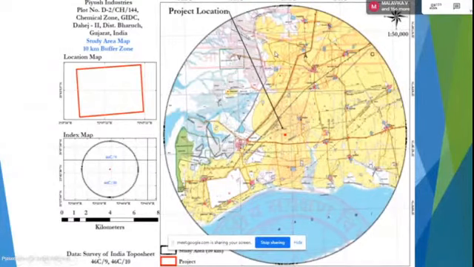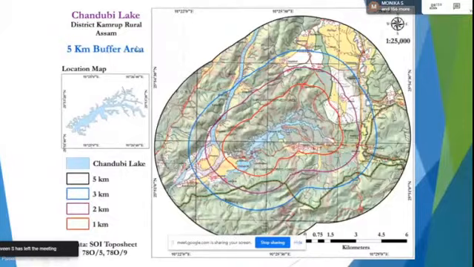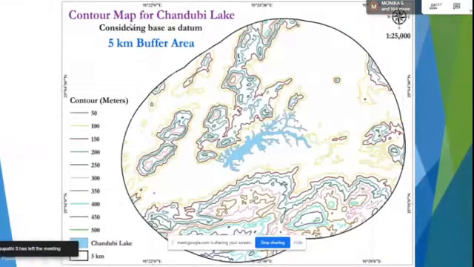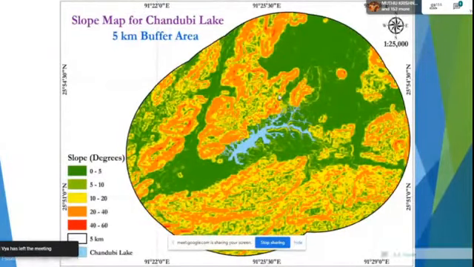There are a number of steps to prepare the study area in ArcGIS, and then you have to prepare the land use, FCC map, and slope map. Here you can see the buffer map. The drainage map can be prepared using ArcGIS only. This is the contour map, where the contour meters are already given. This is with respect to Chandubi Lake in Assam. The slope map can also be prepared using ArcGIS.